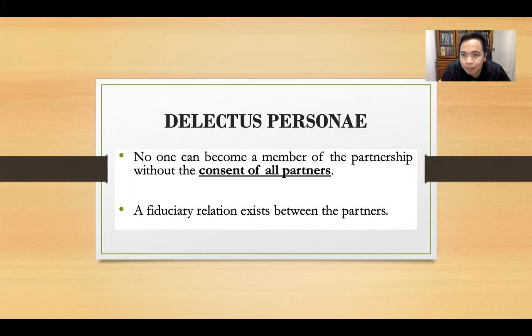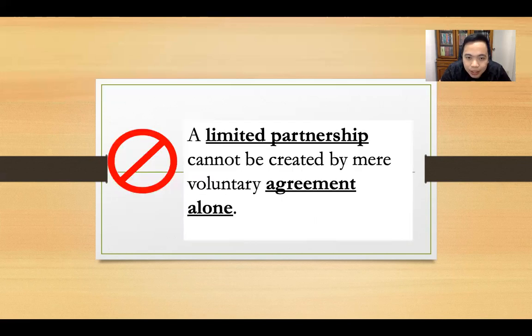Ibig sabihin, class, merong mutual trust and confidence between the partners. Kaya nga, class, pag sinabi ng isang partner, I no longer trust you, that can be a ground for expulsion in a partnership because, again, of the doctrine of delectus personae, a partner is selected in accordance with the personal characteristics of the partner. And there must be mutual trust and confidence between and among the partners.